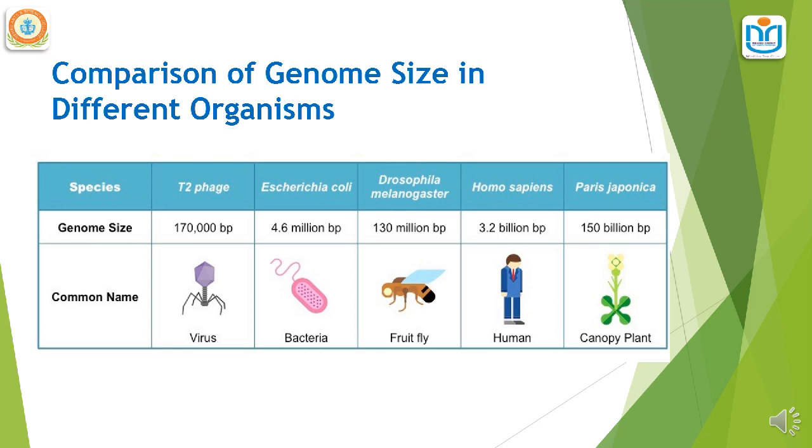So as you can see, there is a huge size difference in the whole genome sequence of different organisms. So in order to study the genomic aspect of these organisms, we have to completely sequence them. The whole genetic material needs to be completely sequenced to study the genomics.